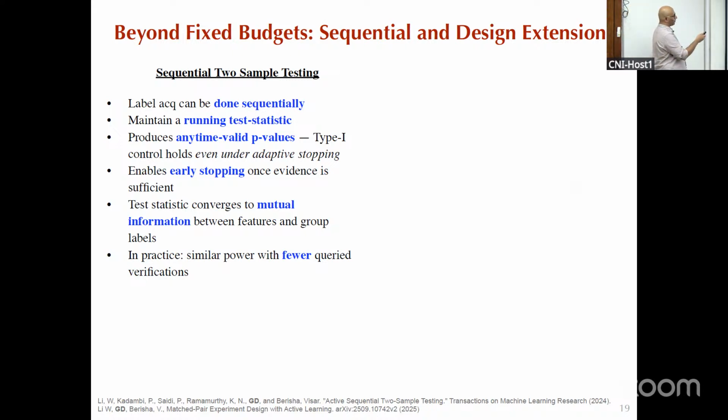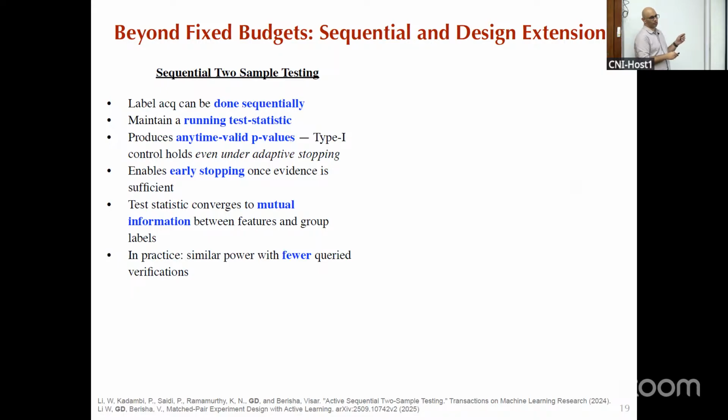Okay, so I won't go through all the details, but essentially we can do this sequentially. All the buzzwords are highlighted, but you can go check this out. Essentially, the idea is that you maintain a running test statistic where you sequentially build this test statistic up, and our method produces anytime valid p-values. Right? This is the problem with sequential tests. You need to make sure that your p-values or type 1 error guarantees are always holding because you're getting more and more data. It turns out there are standard ways to do this, and we can do this.